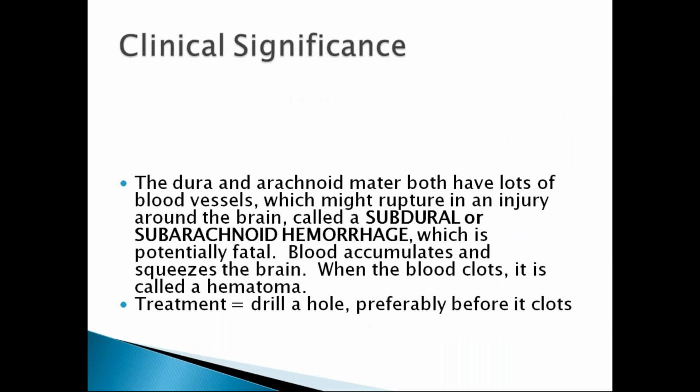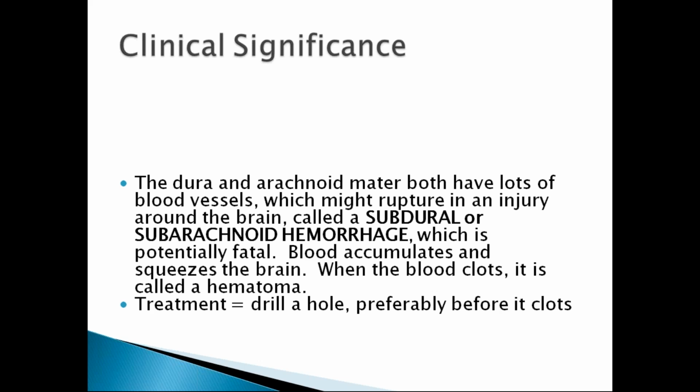Clinical significance. The dura and arachnoid mater both have lots of blood vessels, which might rupture in any injury around the brain, called the subdural or subarachnoid hemorrhage, which is potentially fatal. Blood accumulates and squeezes the brain. When the blood clots, it is called a hematoma. And the treatment is to drill a hole, preferably before it clots.